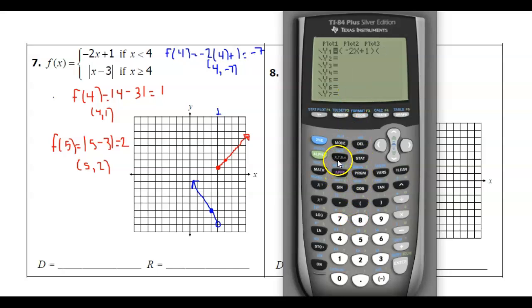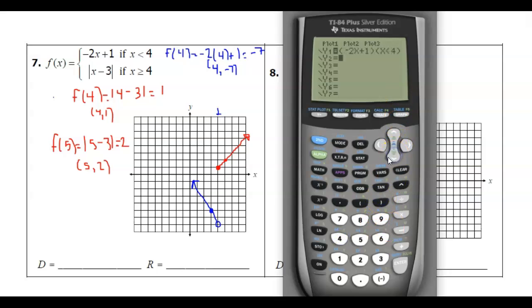To find the less than symbol, I'm going to hit second, and then the math button. It takes you to where it says test, and there are all of my symbols. I'm going to scroll down to the less than symbol, press enter, and then hit 4.